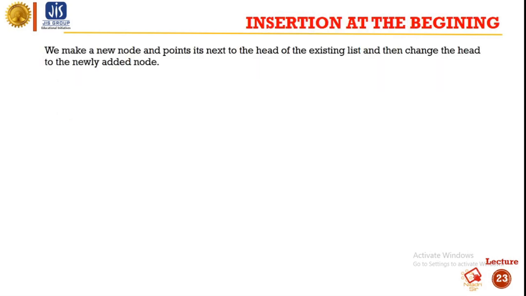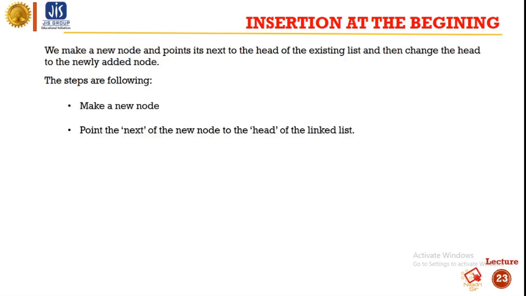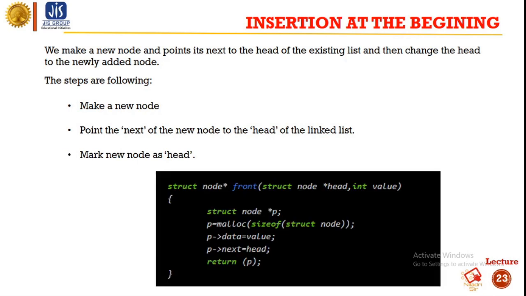So we make a new node and point its next to the head of the existing list, and then change the head to the newly added node. The steps of inserting at the beginning are as follows. At first we have to make a new node, then we point the next of the new node to the head of the linked list, and next we mark the new node as head. As you can see, the node P has been created. The size of P has been allocated dynamically, P of data is the value and P of next is head, and the value of P will be returned. So the new node has been created.